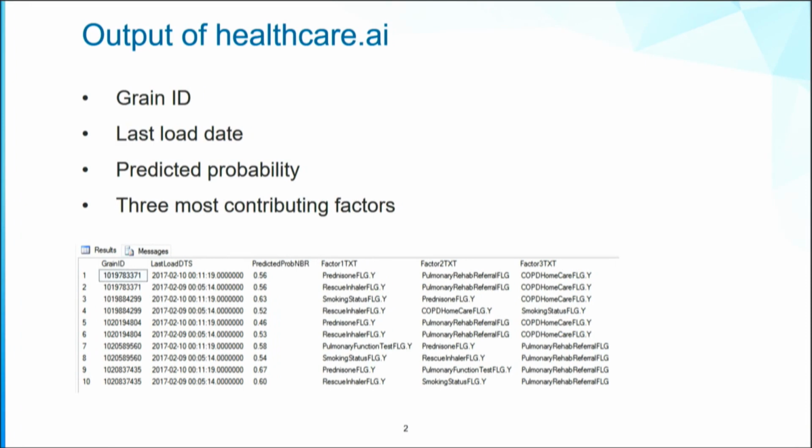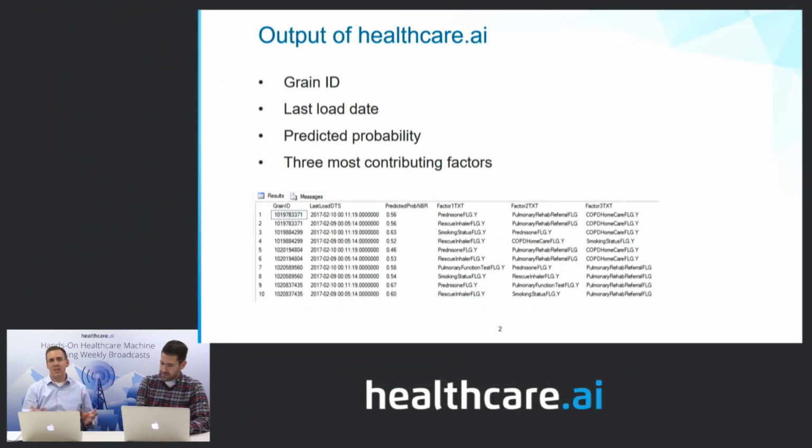So the output for healthcare AI is a grain ID, which would be something like a visit ID or a patient ID. The last load date, since a lot of times we're appending yesterday's predictions to today's predictions, and then tomorrow's predictions will get appended to those. And then also the predicted probability, so the probability that someone is going to be readmitted, the probability that they're going to have an extended length of stay or pay their bill, whatever the problem is that you're solving with healthcare AI. Another handy feature is the 3 most contributing factors to that high risk.